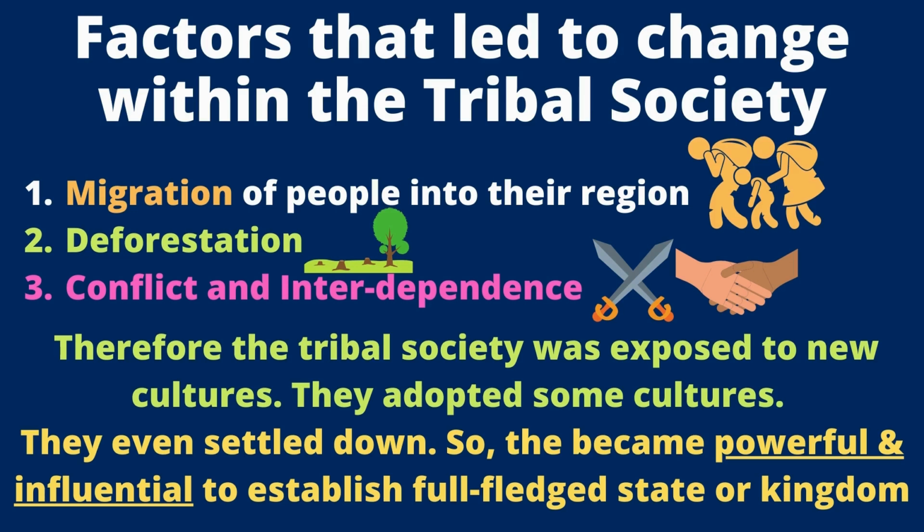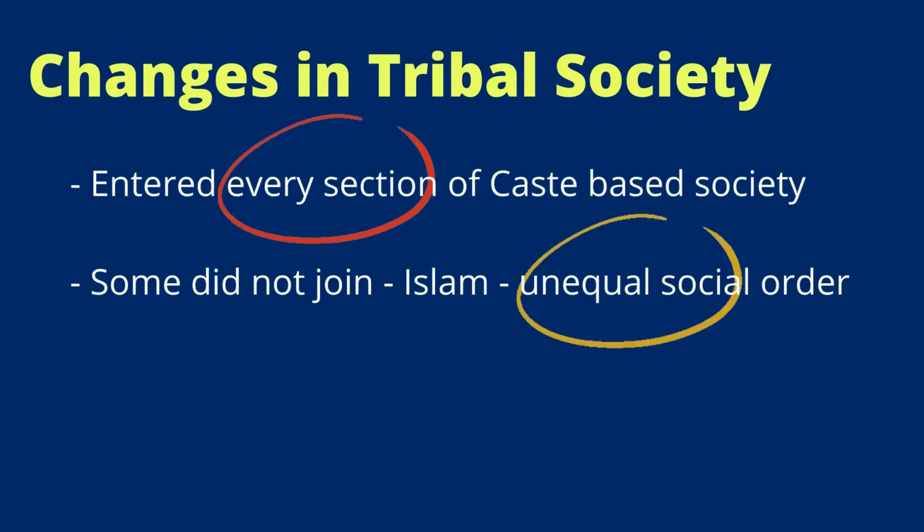In summary, all these factors caused the tribal societies to settle down. Over a period of time, they even became so powerful and influential that they established a full-fledged state or kingdom. In the last slide, we saw some of the changes that happened in the caste-based society because of the interaction between the caste-based society and the tribal society. But what are some of the changes that happened in the tribal society?